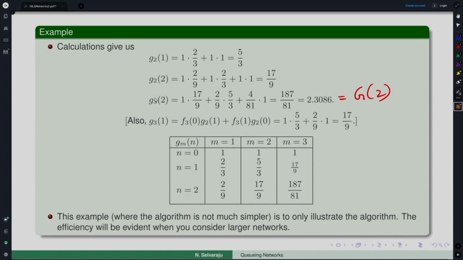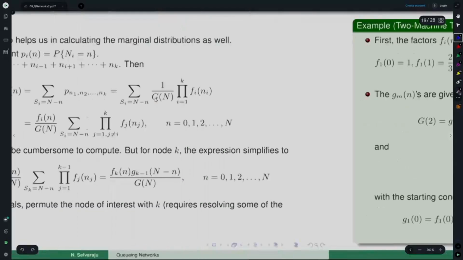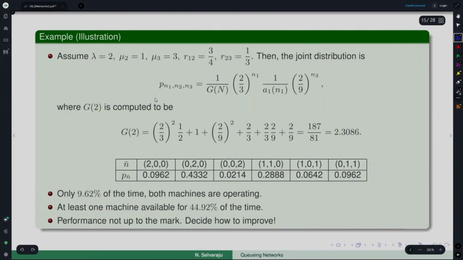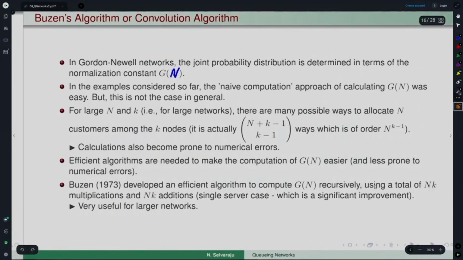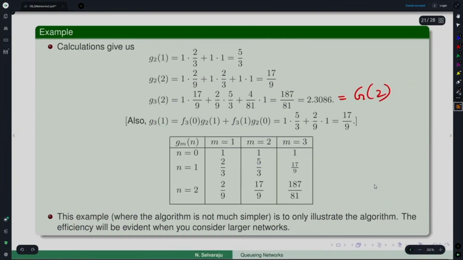Now, this convolution algorithm, or Buzen's algorithm, is only for computation of the normalization constant, which will be plugged into your usual expression for the joint probability distribution. Once we have the probability distribution, you can get the other performance measures of interest. So, we are computing it through that algorithm rather than computing it in the earlier manner. Once you plug it here, this expression will give you these probabilities, and further things will follow.